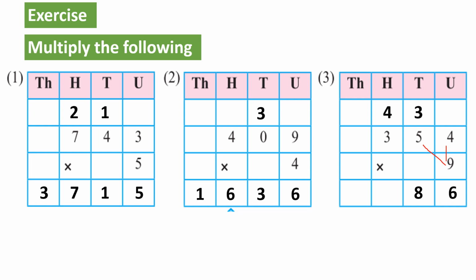Then 9 3s are 27. 27 plus 4 is 31. So our answer is 3186. I think you understand.